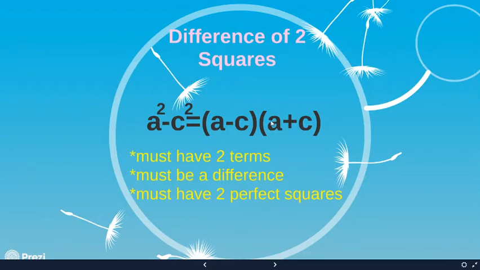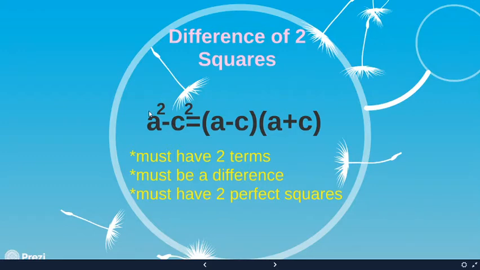Okay, so this is what the formula looks like. This is what your polynomial is going to look like when you get your problem. Okay, so you're going to have two squares that are subtracting, difference of two squares. This is what your final answer is going to look like. So after we square root the first and last term, which the square root of a squared is a, because a times a is a squared, and the square root of c squared is c, because c times c is c squared. We're going to ignore the negative.